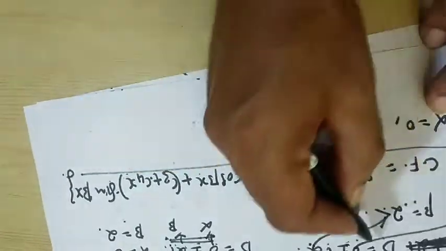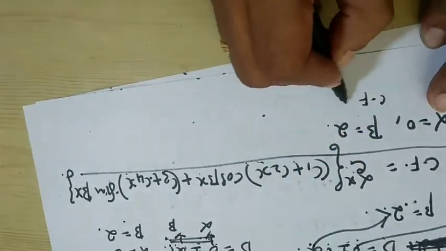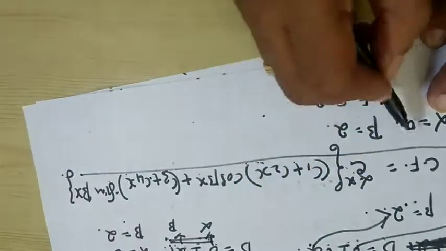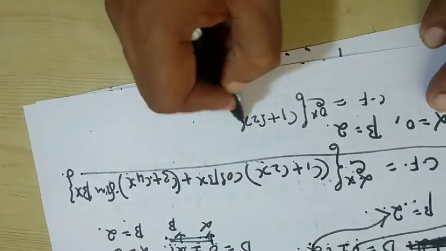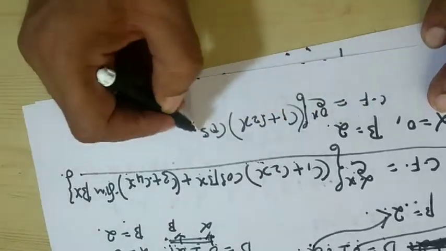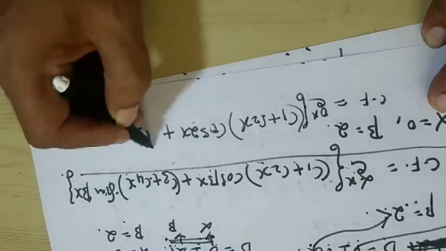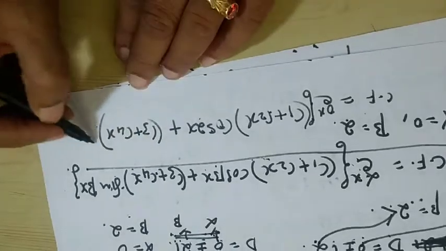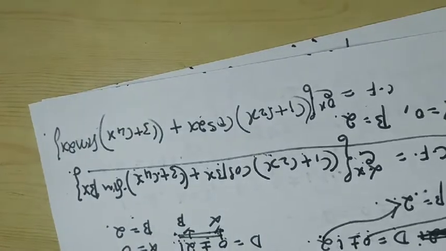What is the value of alpha? Alpha is 0, just substitute. So therefore the complementary function is equal to e to the power 0x into c1 plus c2 x into cos beta x. What is the value of beta? Beta is 2. So cos 2x plus c3 plus c4 x into sin 2x. So this is what we are getting.